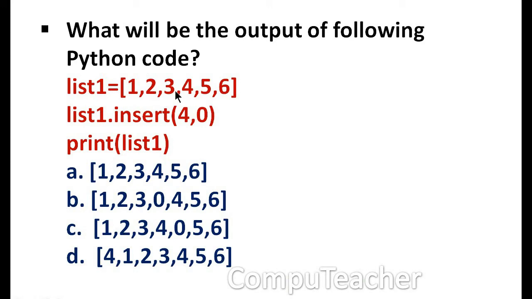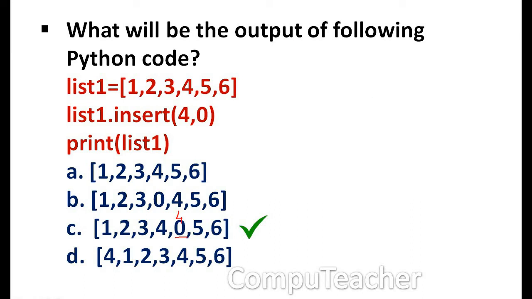So next question, what will be the output of the following Python code? List 1 equal to [1, 2, 3, 4, 5, 6]. List 1 dot insert(4, 0). Then print list 1. Okay, the answer is option C. The value 0 is inserted at index 4.